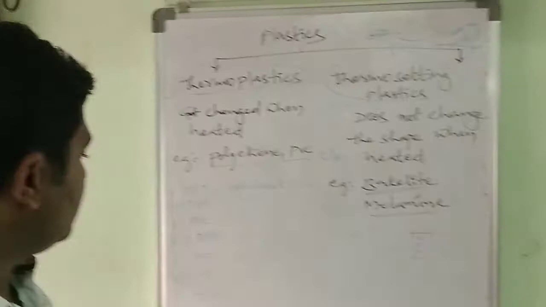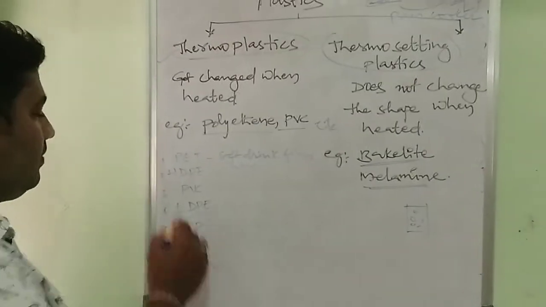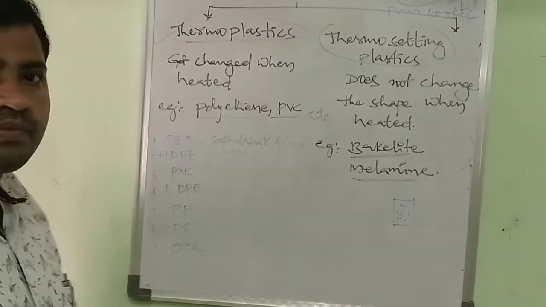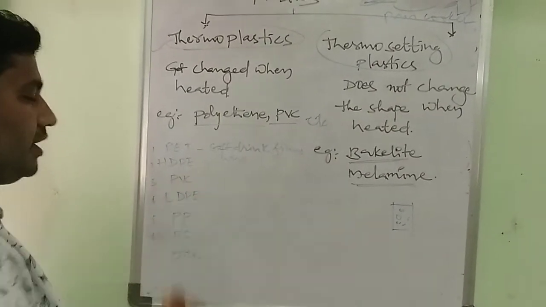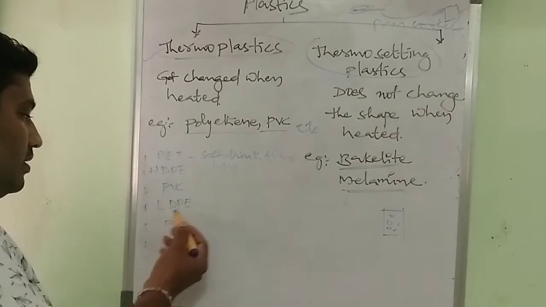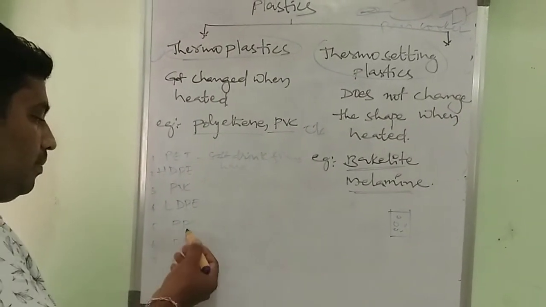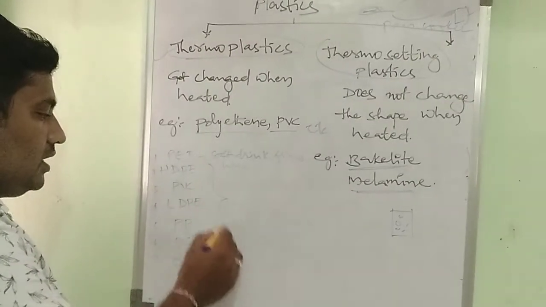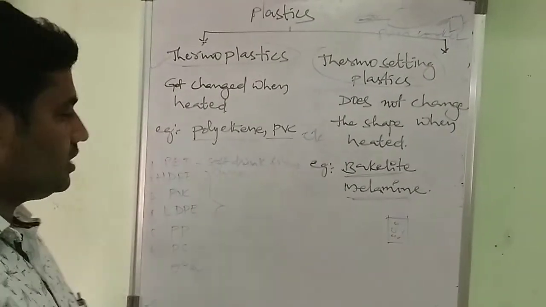Okay, so for the types of plastics, we have 7 types: PET, HDPE, PVC, LDPE, PP, PS and others. These are the 7 types of plastics.